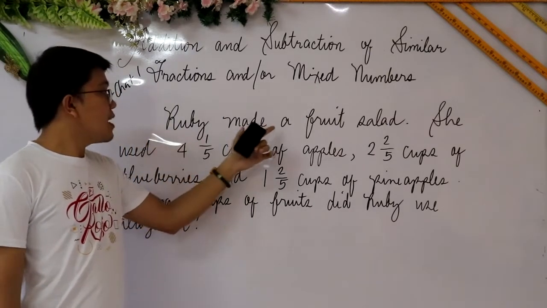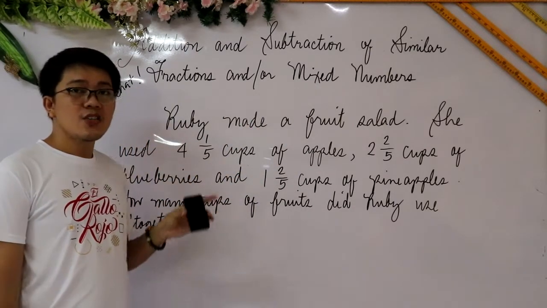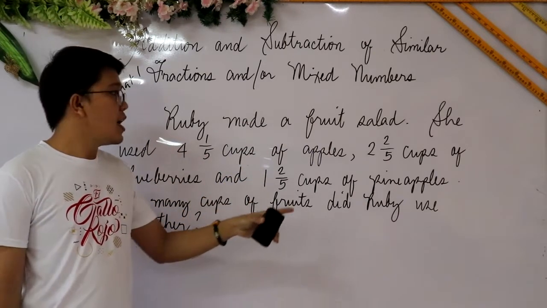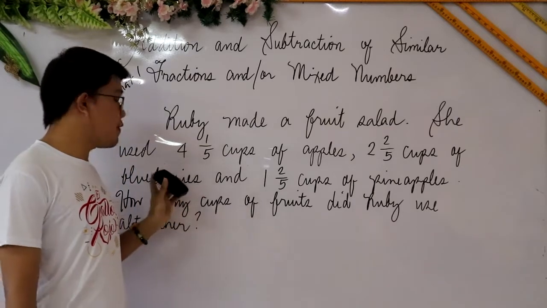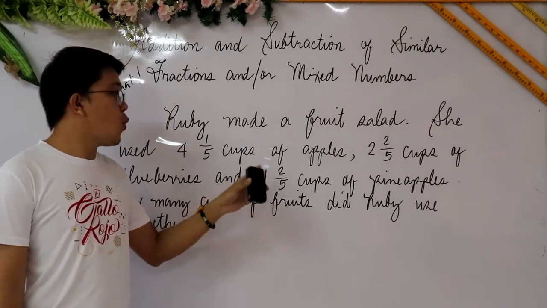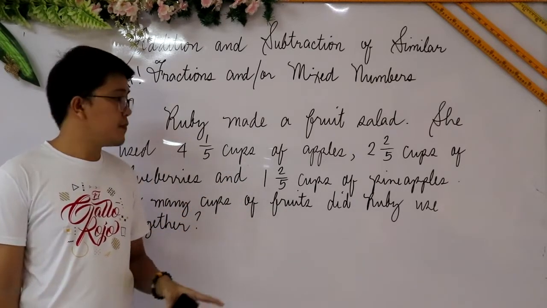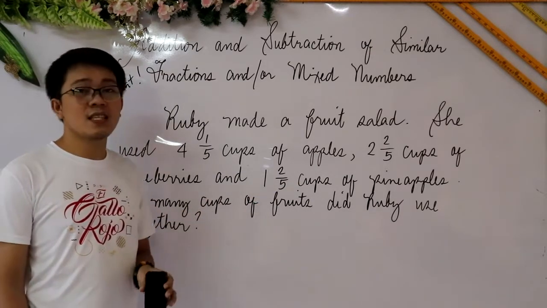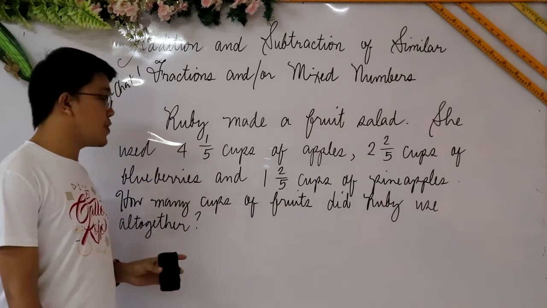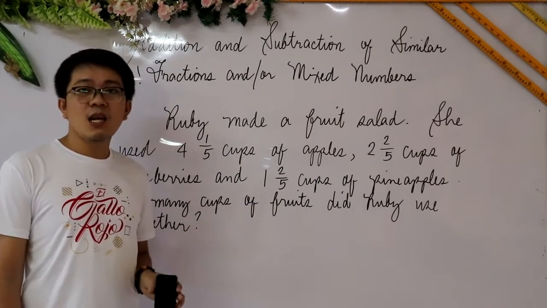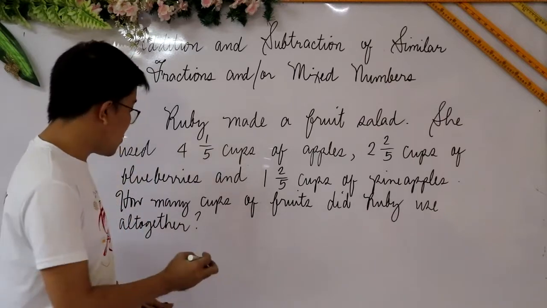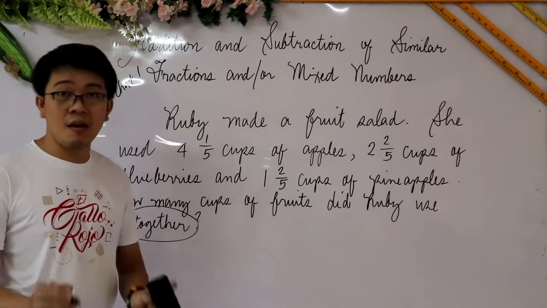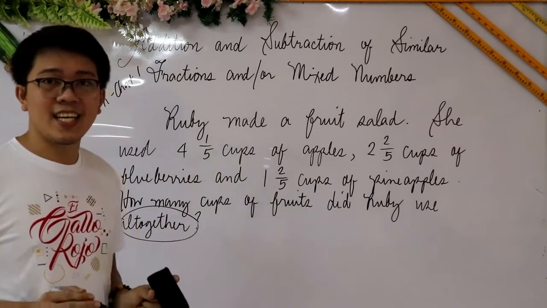Ruby made a fruit salad. She used 4 and 1/5 cups of apples, 2 and 2/5 cups of blueberries, and 1 and 2/5 cups of pineapples. How many cups of fruits did Ruby use altogether? Now the key word here in this problem is the word altogether. When you encounter the word altogether, it has something to do with addition.